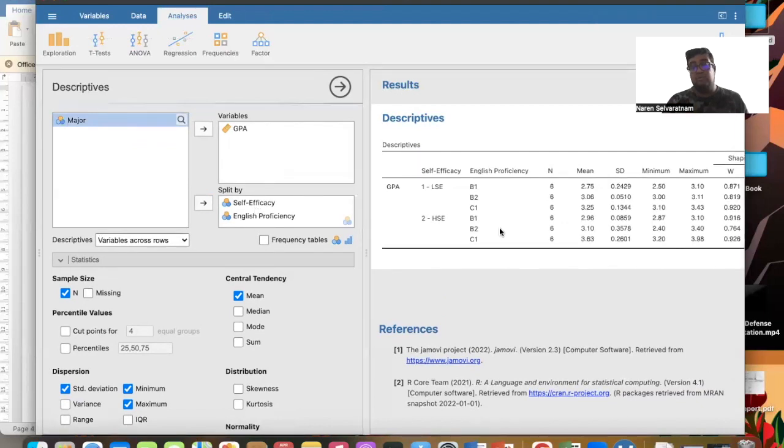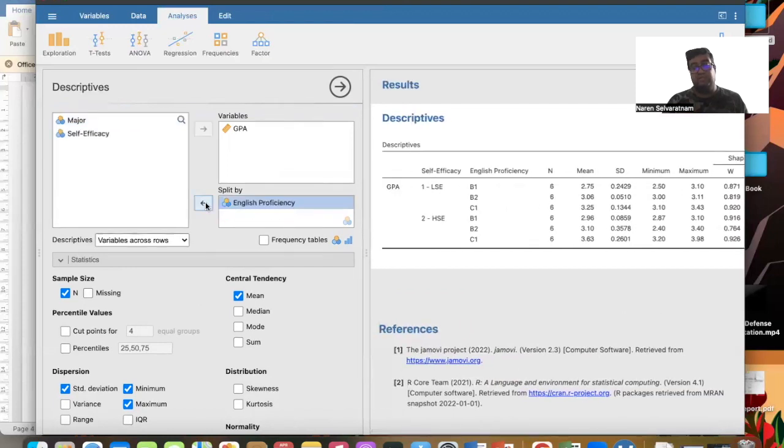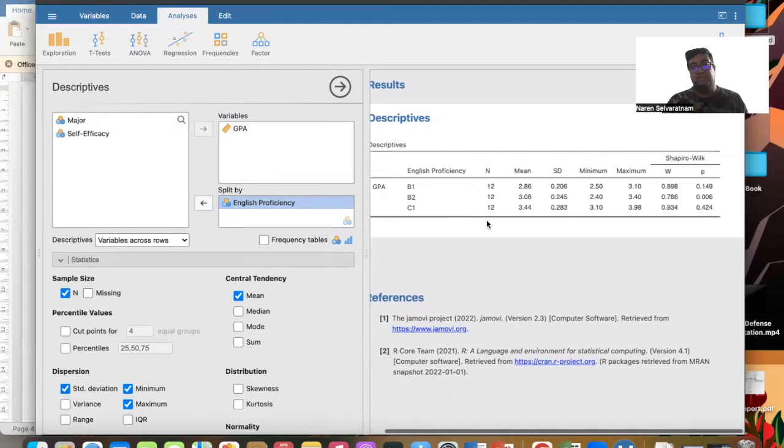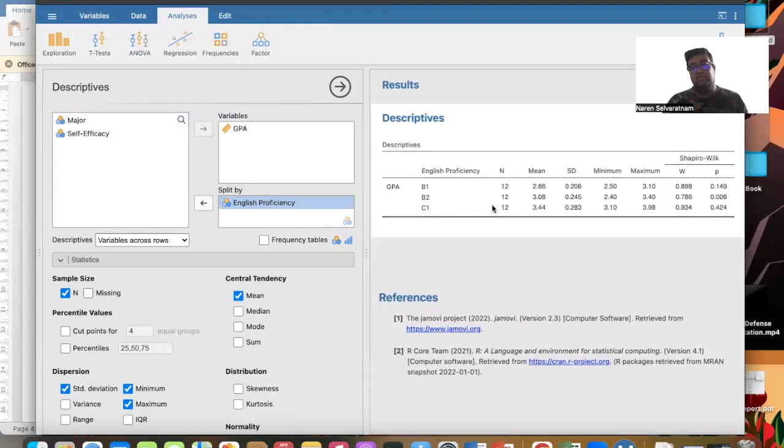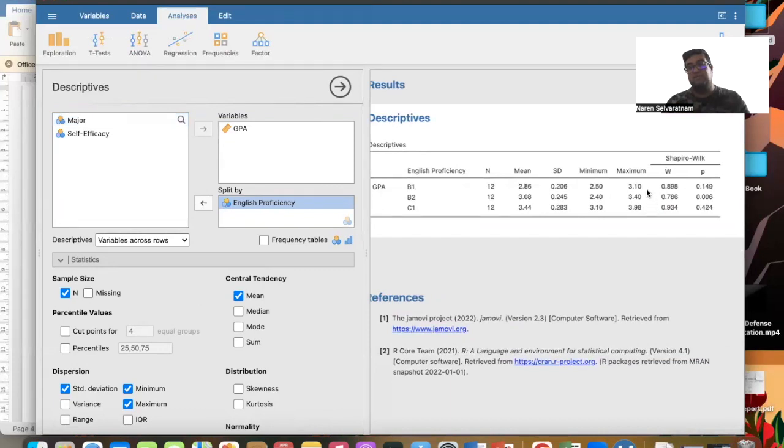Now, you can actually do further exploration. I'm going to just keep this here. If you do this by English proficiency, B1, B2, and C1, you can see the means show a very noticeable increment in mean GPA. B1 has 2.86 GPA, B2 has 3.08, and C1 has 3.44. From 2.8 to 3, maybe not too much of an increment, but definitely from 2.86 to 3.44, that's a noticeable increment. And minimum and maximum GPAs also show a noticeable difference here.